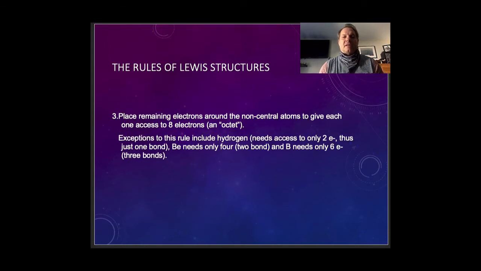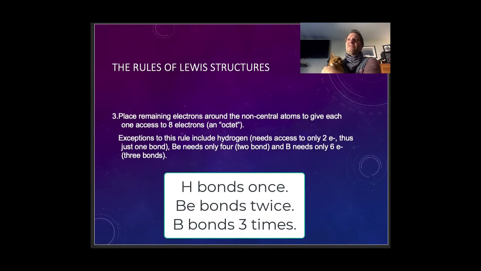Our third rule is we're going to place the remaining electrons around the perimeter, the non-central atoms, to give each one access to 8 electrons, an octet. Exceptions to this include hydrogen, which only needs access to 2 electrons. It just needs 1 bond. Beryllium needs only 4 electrons, which is a total of 2 bonds. And boron needs only 6 electrons, so it can form 3 bonds. So everyone needs access to 8, with the exception of hydrogen, which bonds once, beryllium, which bonds twice, and boron, which bonds 3 times.